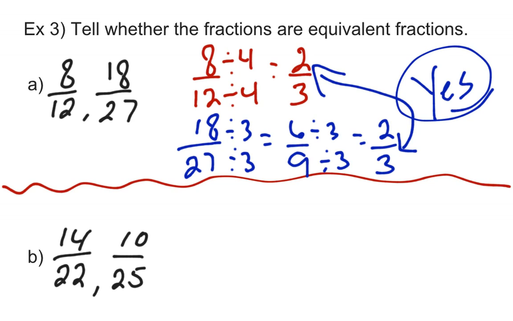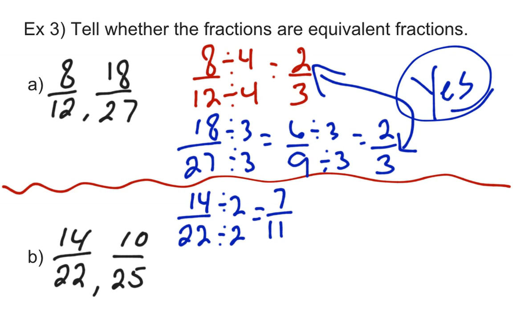Okay, you're back. So, again, to prove if something is equivalent, we have to reduce both fractions. So let's start with the 14 over 22. I notice that they're both even. 14 divided by 2 is 7. 22 divided by 2 is 11. That's as simple as it can go.